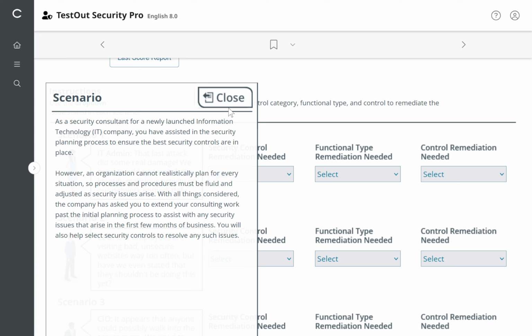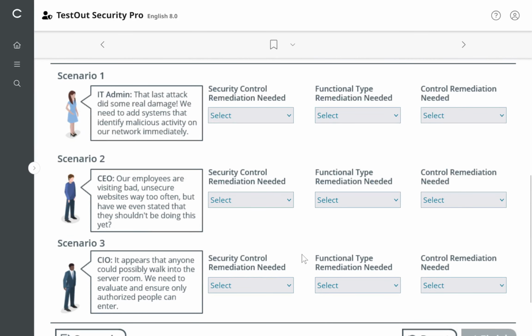So here we have three scenarios, scenario 1, 2, and 3. Let's start with scenario 1. And this is our IT admin. So this is what the IT admin has to say. That last attack did some real damage. We need to add systems that identify malicious activity on our network immediately.